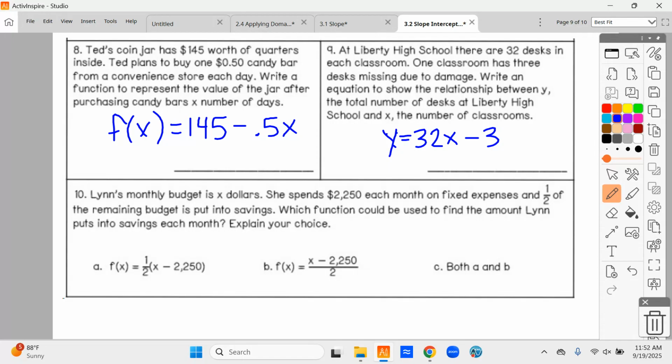Okay, finally it says Lynn's monthly budget is x dollars. She spends $250 each month on fixed expenses and half of the remaining budget to put into savings. Which function could be used to find the amount she puts in savings? Well, if she spends $250 a month, we'd have to multiply by half or divide by 2. So these would mean the same thing, so it would be both, because multiplying by 1/2 and dividing by 2 are the same thing.